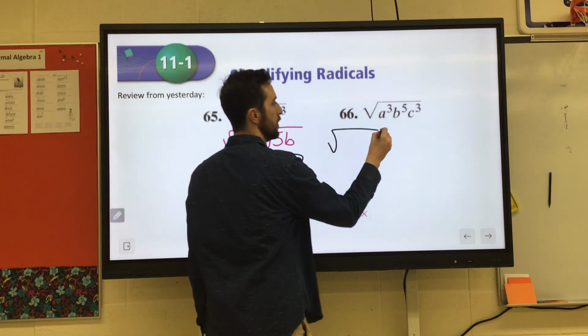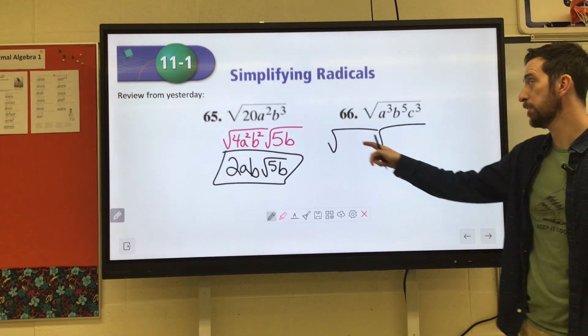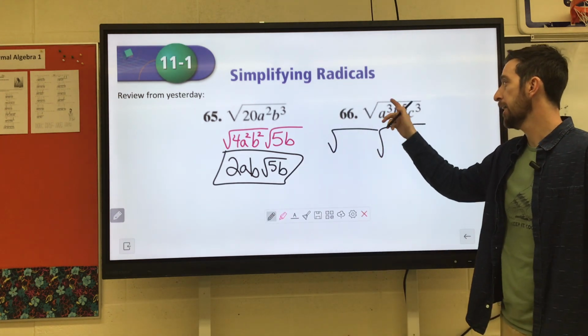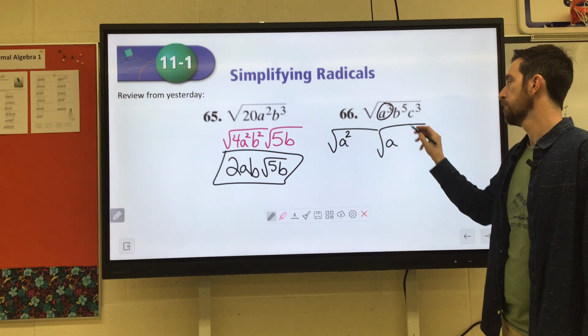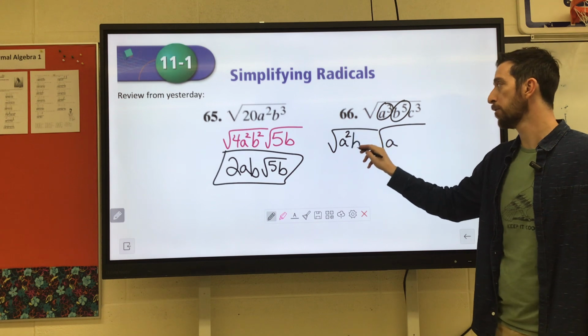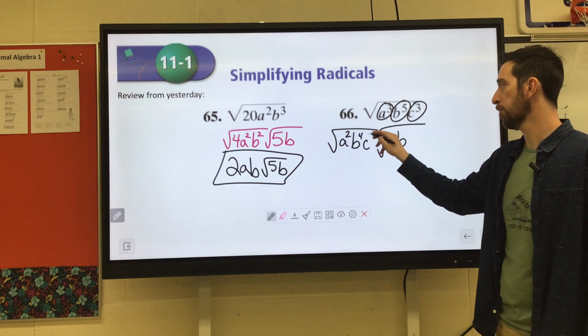Oh, this one's just letters. Better have an even exponent if we're putting it in the perfect radical here. A to the third, well, 2 of them are perfect. B to the fifth, 4 of them are perfect. C to the third, 2 of them are perfect.